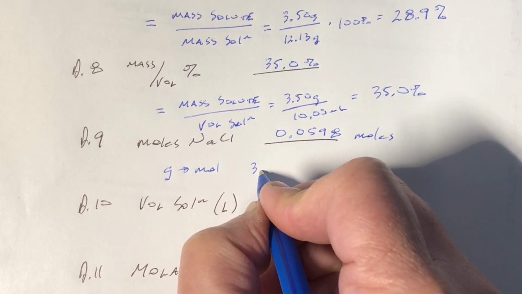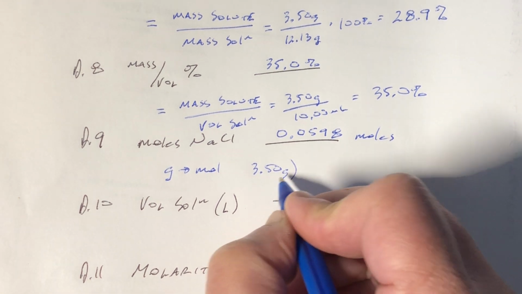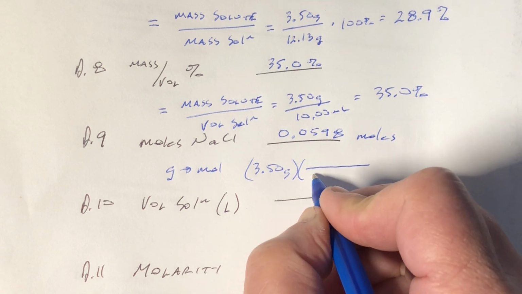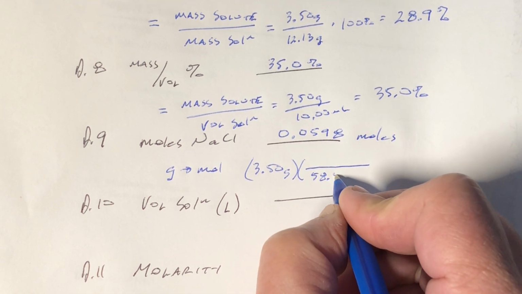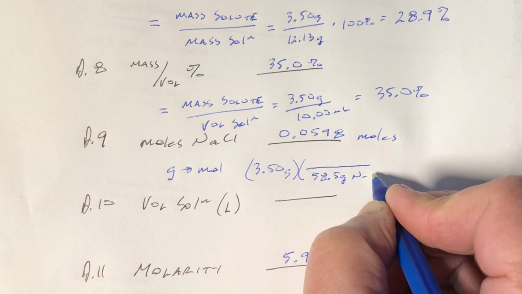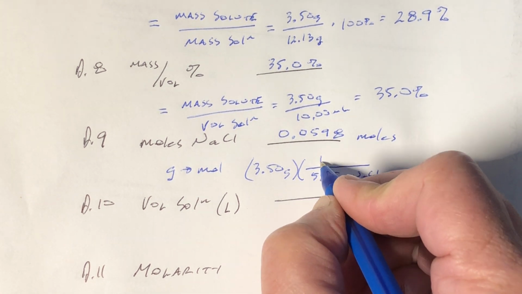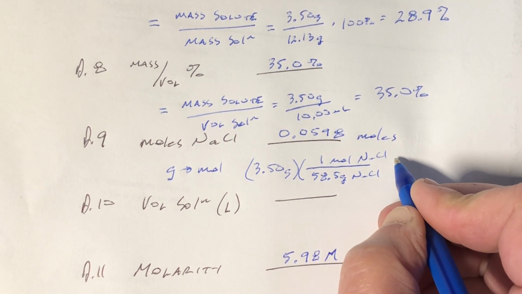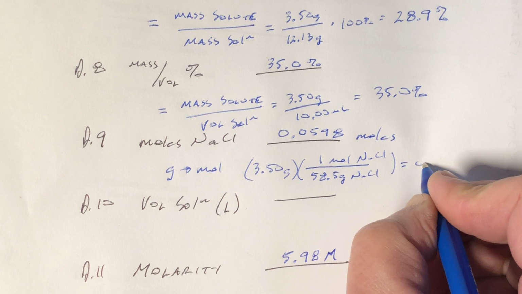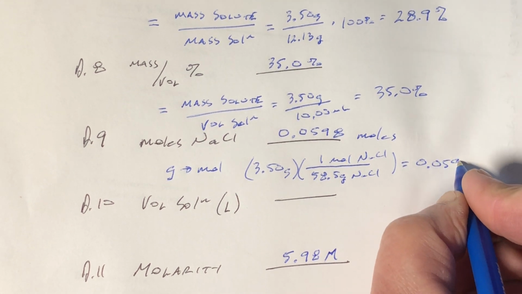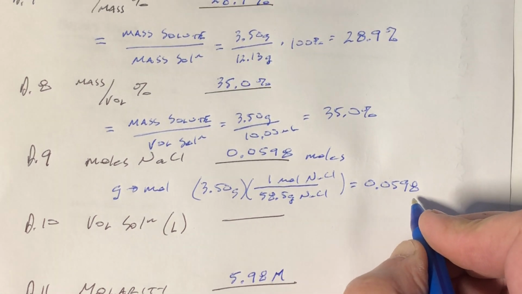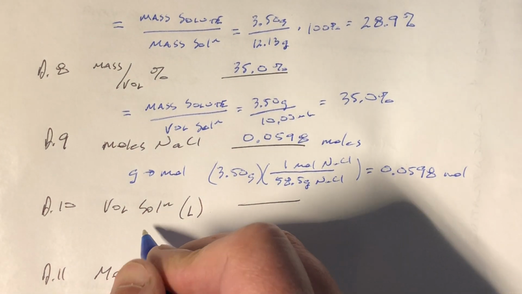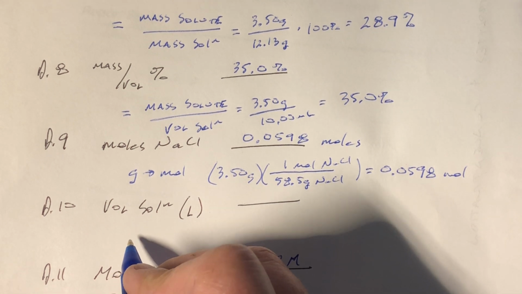Moles of NaCl, this is a gram to mole conversion. So if I have 3.5 grams, do a quick calculation of the sodium chloride, and that is that I have 58.5 grams of NaCl for every 1 mole of NaCl. And that is my 0.0598 moles of NaCl.